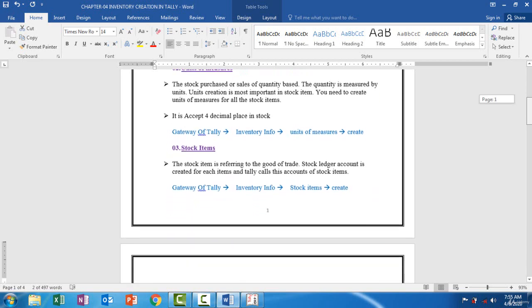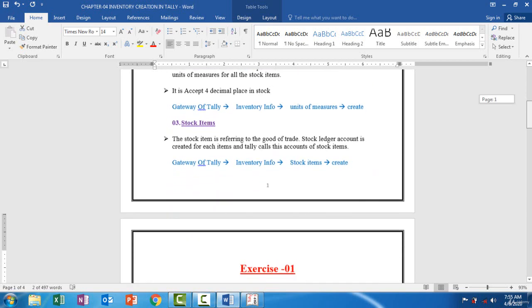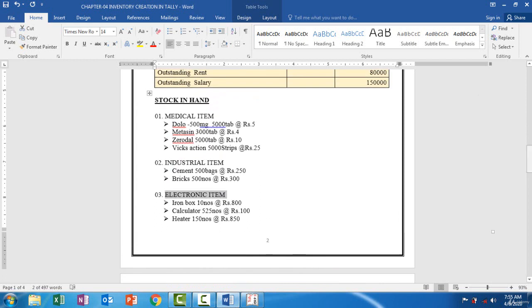Now I am going to explain these three concepts with the example. Stock in hand is the primary stock group. Under the stock in hand group, we need to create the sub groups. Medical item is one of the sub stock groups. The other one is industrial item, another stock group. The electronic items, another group. So we have to create these under the stock group.